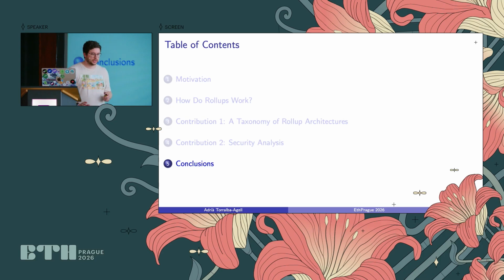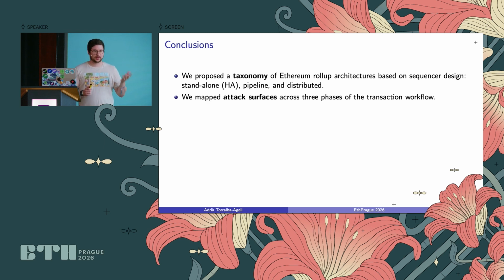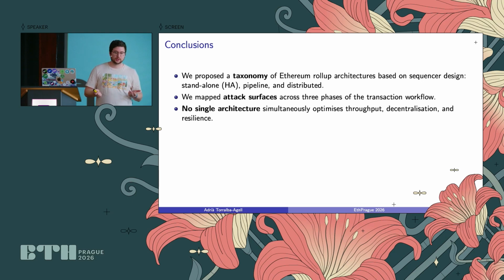So that's all the contributions that we have for this article, and let me present the conclusions. We have proposed a taxonomy of the Ethereum rollup architectures based on the sequencer design, and we have found 3 different architectures: standalone with the high availability variant, pipeline, and distributed. We have mapped attack surfaces across these 3 phases of the transaction workflow and, together with the taxonomy of the first contribution, we have found that no single architecture simultaneously optimizes throughput, decentralization, and resilience.